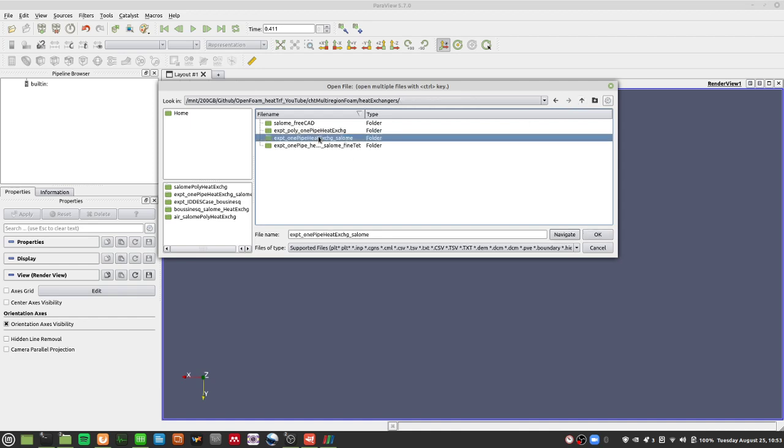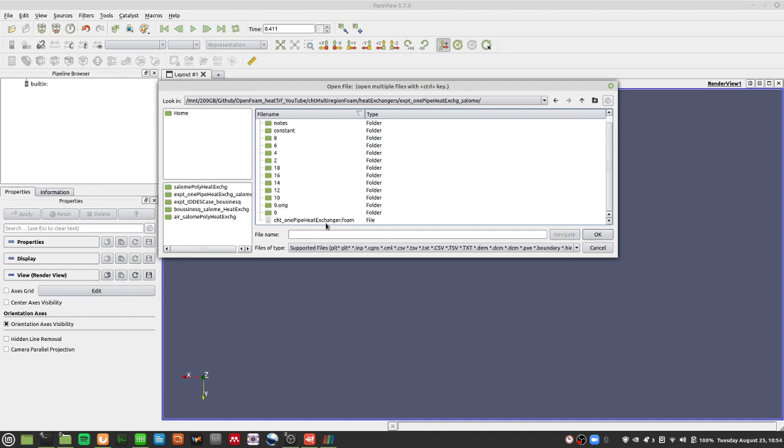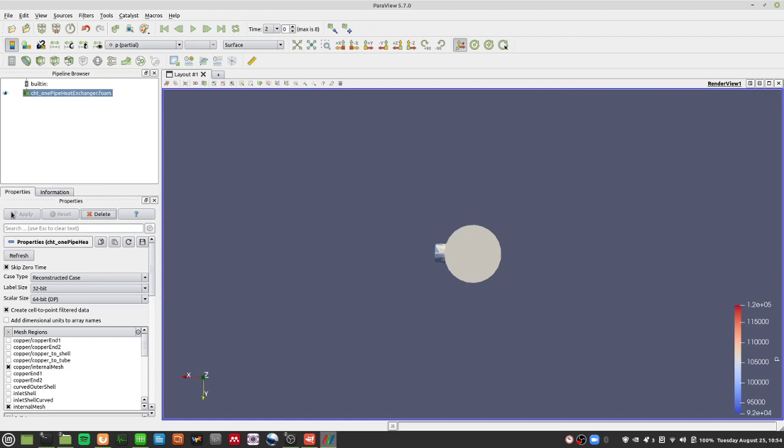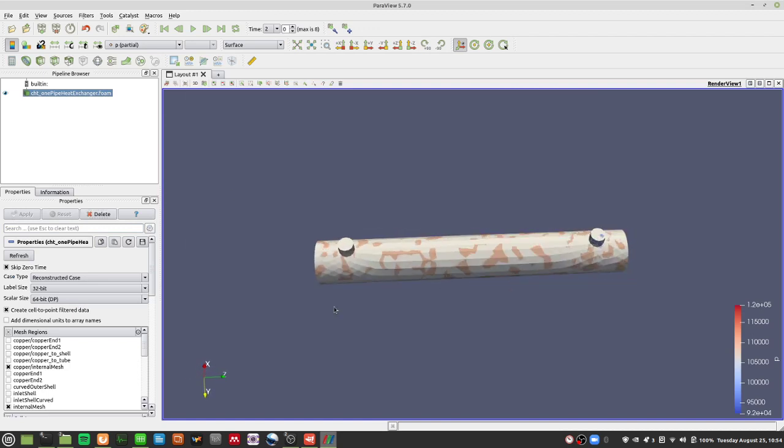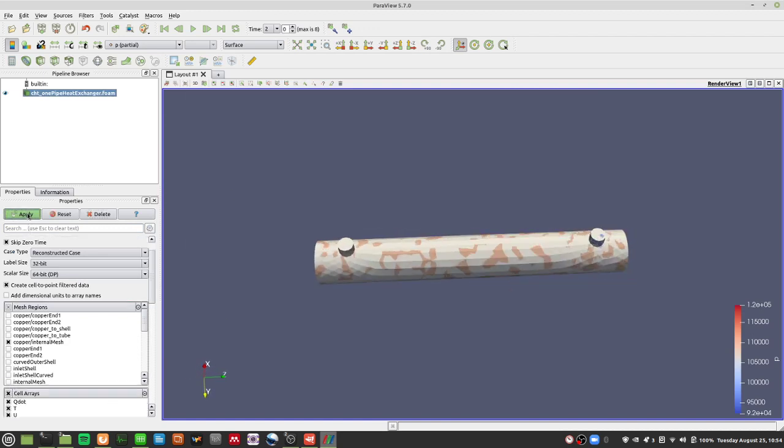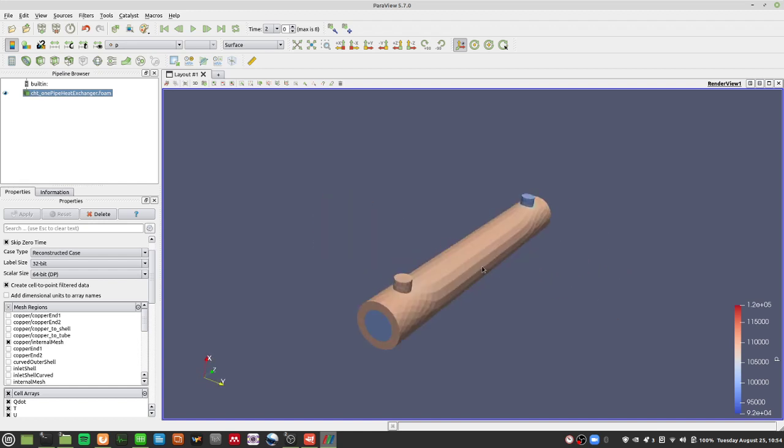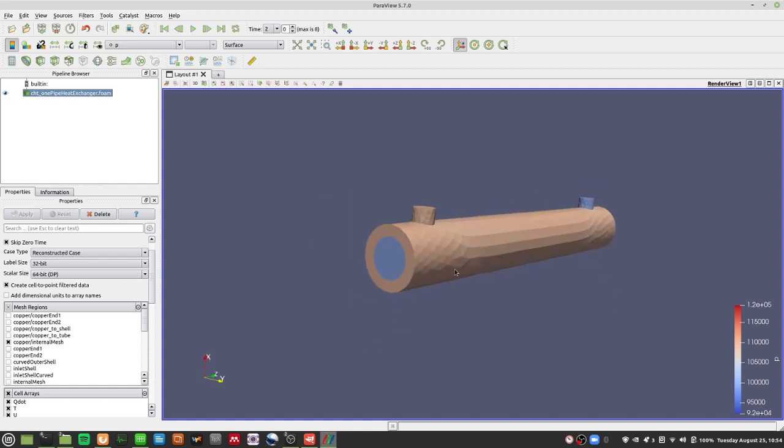Where do I store my stuff? Salome. Yes, this one. Okay, so this is the shape of it. I'll just uncheck the internal mesh, and you can see that there is a reasonable result here.